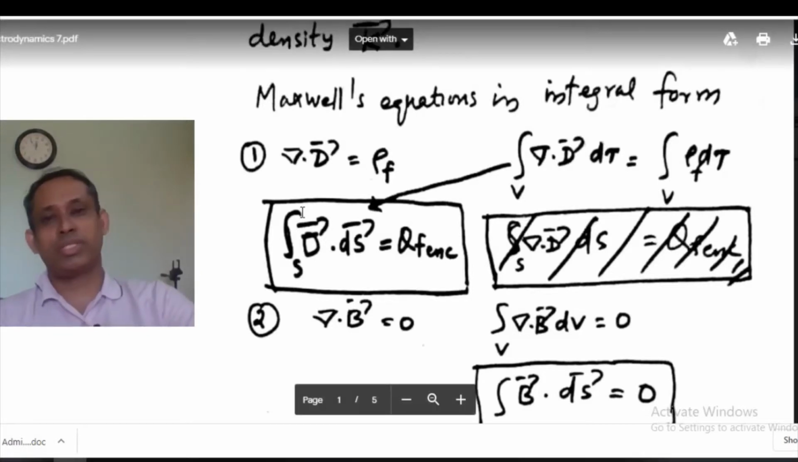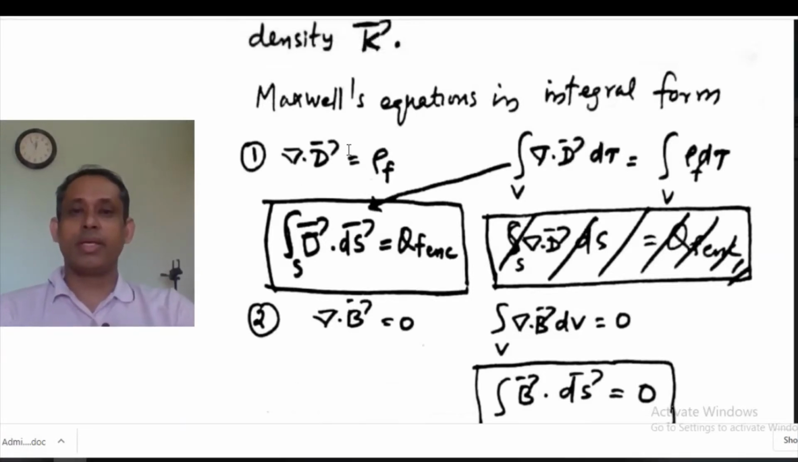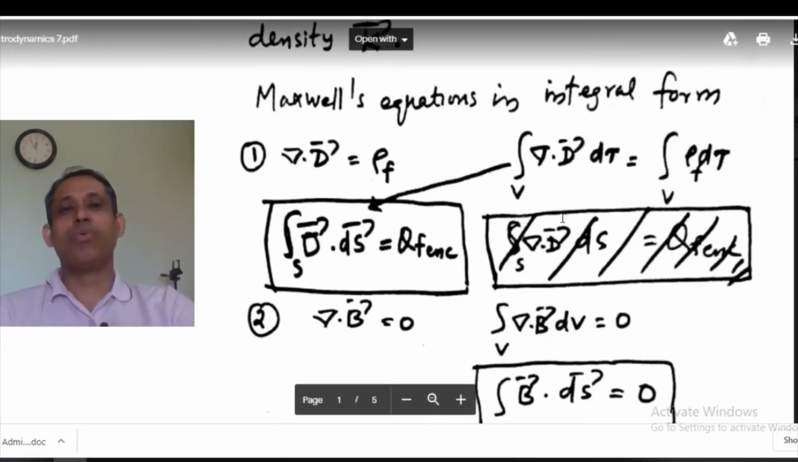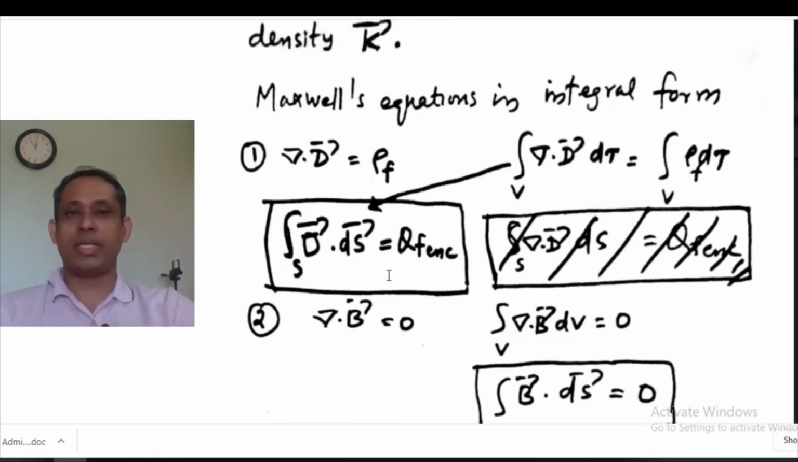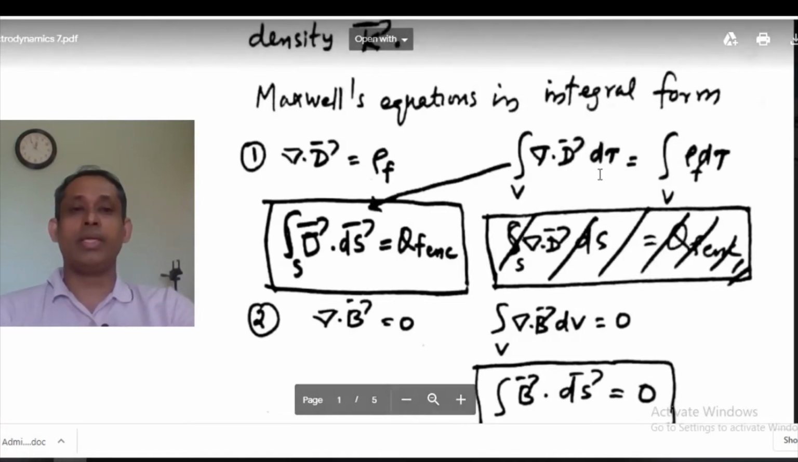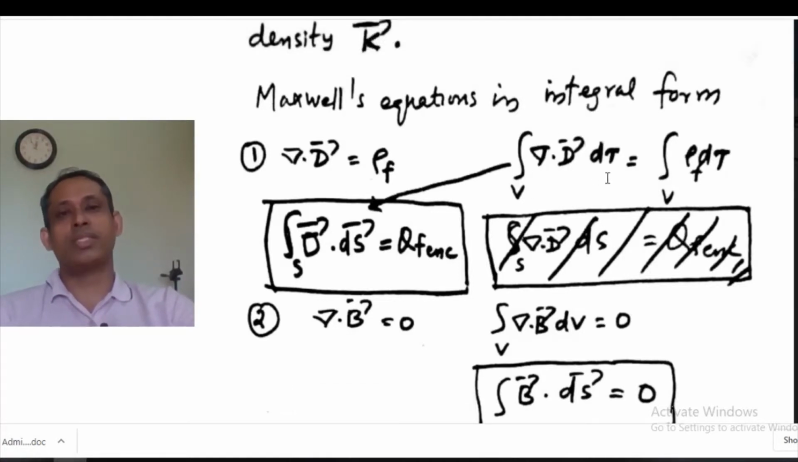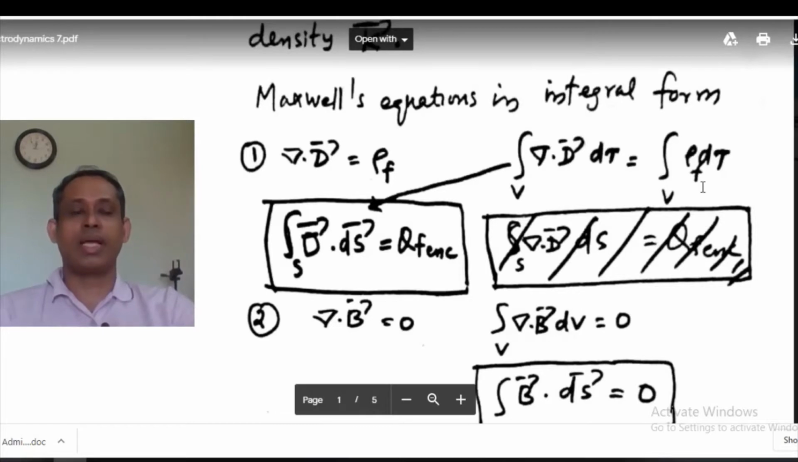The first equation is for D, del dot D equal to rho f. Rho f is the free charge density. So if I take the integral over volume of del dot D d tau, we are considering a volume integral. On the right hand side we have the volume integral of rho f d tau, that is the charge enclosed, the free charge enclosed.